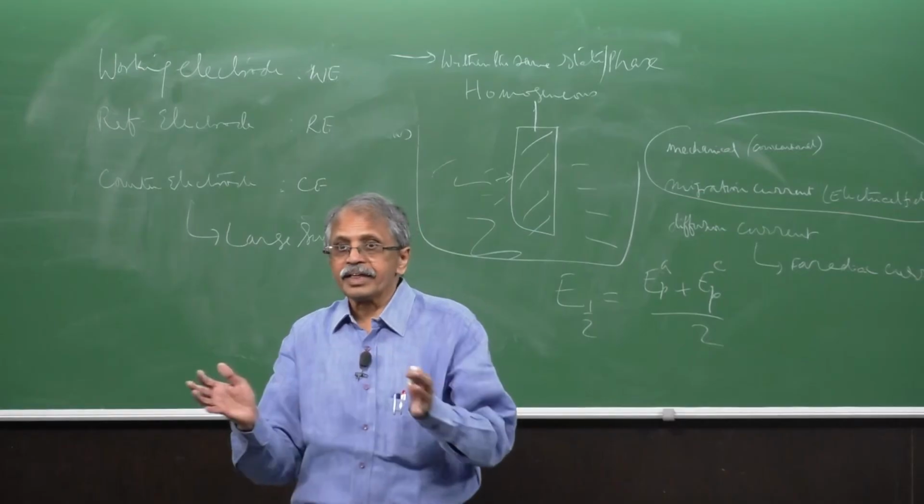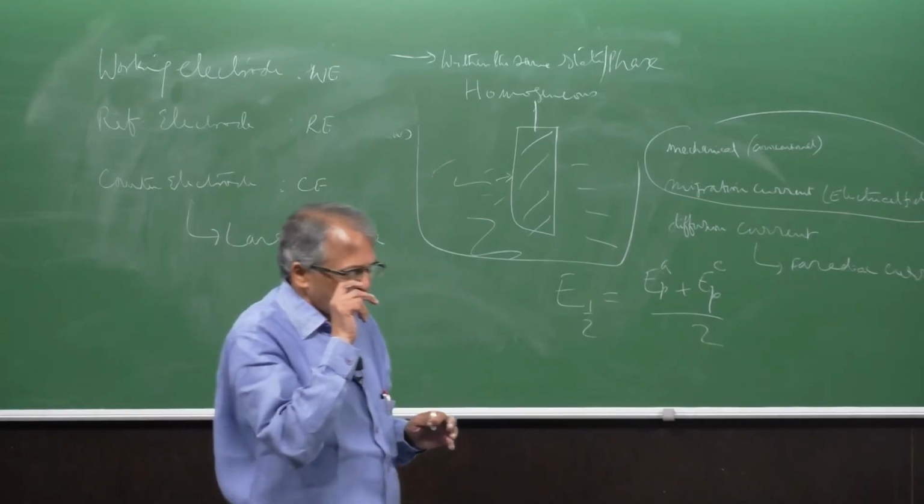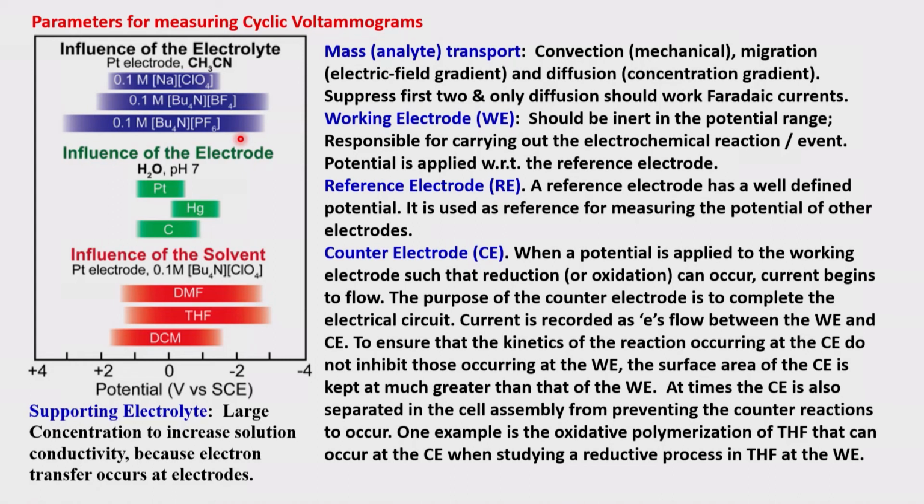So, the working range of the potential will also change depending upon what kind of electrode you are using and what kind of bulk electrolyte you are using. In water at pH 7, platinum can go within this range, mercury can be useful in this range, carbon can be used. So, platinum means platinum electrode, mercury means mercury electrode, carbon means carbon electrode. These are the working electrodes that you are talking about.